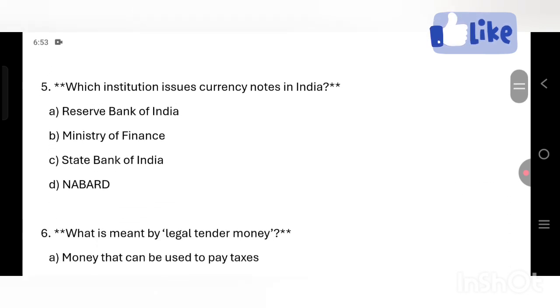Question number 5: which institution issues currency notes in India? These questions you might get in your board exam 2025. Option A, Reserve Bank of India. Option B, Ministry of Finance. Option C, State Bank of India. Option D, NABARD. Without delay, everybody knows the answer. Reserve Bank of India only issues currency on behalf of the central government. Option A is the correct answer.